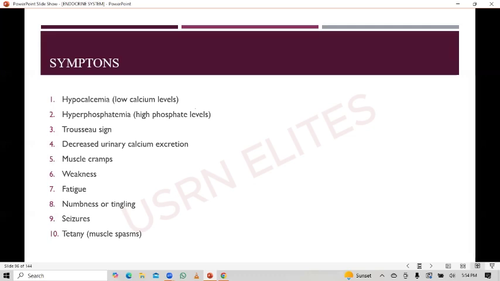All right. So we have the Trousseau sign, Chvostek sign. Then we have decreased urinary calcium excretion because there's low calcium here. The kidney will try to hold the calcium to elevate the calcium levels, right? So therefore, we have decreased calcium excretion through the urine. Then we have muscle cramps.